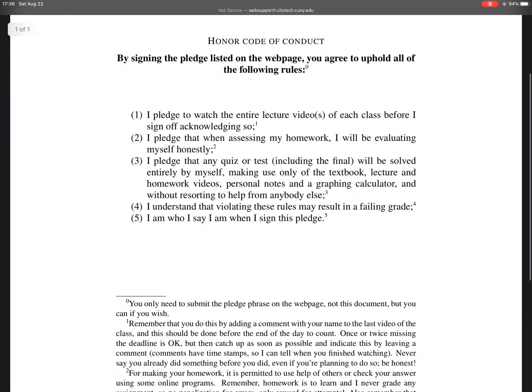I pledge that any quiz or test, including the final, will be solved entirely by myself, making use only of the textbook, lecture and homework videos, personal notes and a graphing calculator, and, very important, without resorting to help from anybody else. That's a very important thing, of course, because there's no proctoring anymore, there's no oversight when you take a quiz, and I need to be sure that you are going to be honest.